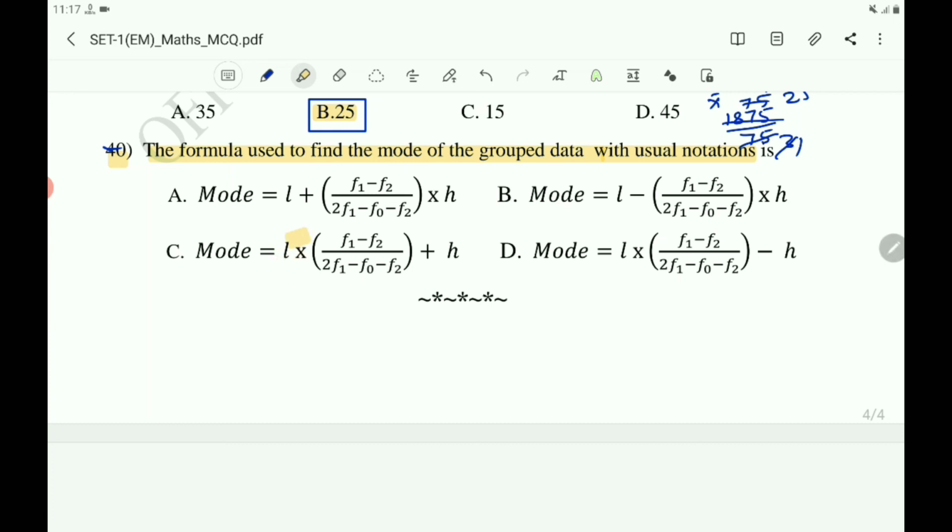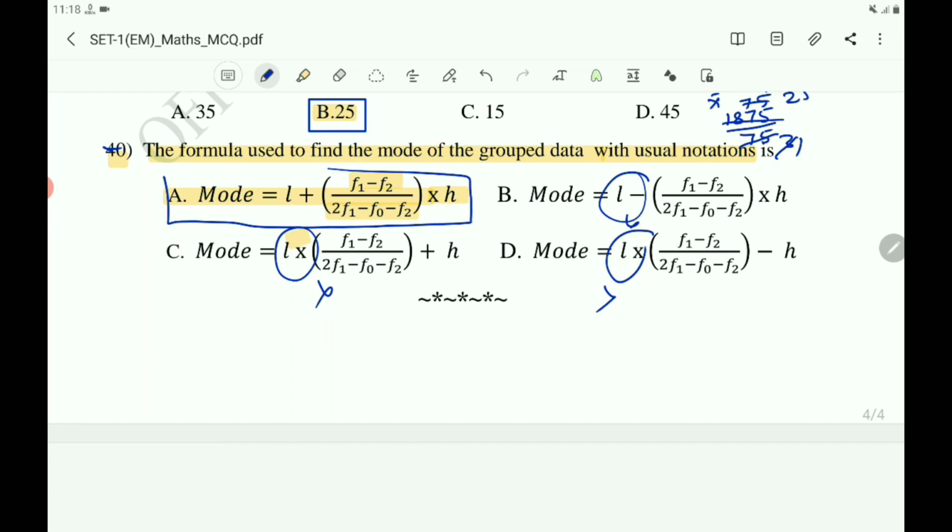Here L into is there, L minus is there, again here L into. You know that L into, L minus, all these will not come. Only what will come? L plus. So here you observe the first one, option A, mode equals L plus F1 minus F0 whole divided by 2F1 minus F0 minus F2 into H. Easily you can make out the answer if you know the formula. So learn all the formulas.